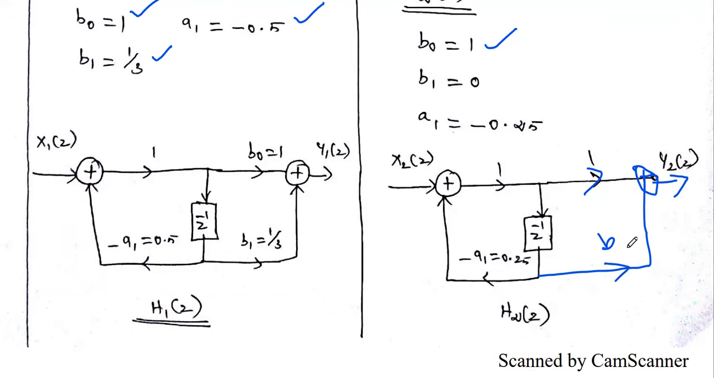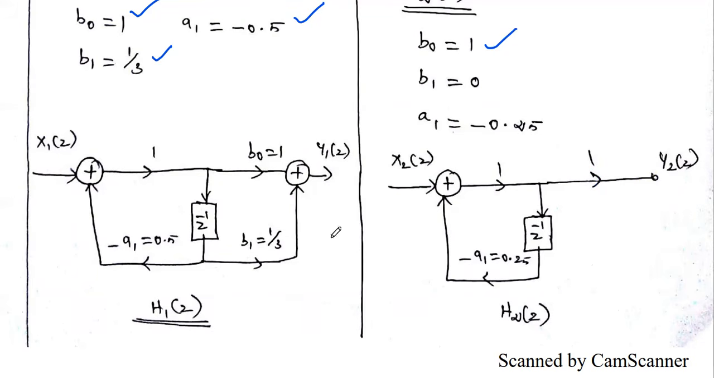So this is the value of B1. In our problem, this B1 value is 0. So this is 0, which means no need to take this branch. You just discard it. If this line is not coming, there is no need of this adder, since only one input, so that's why no need of adder. So this line is not needed and this adder is also not needed. So directly this output is said to be the Y2. So this is the realization of H2 of Z.